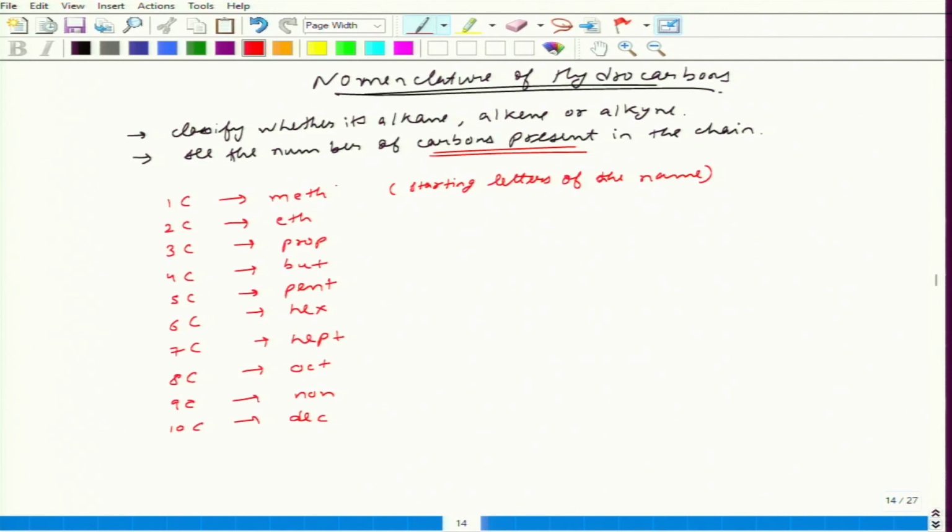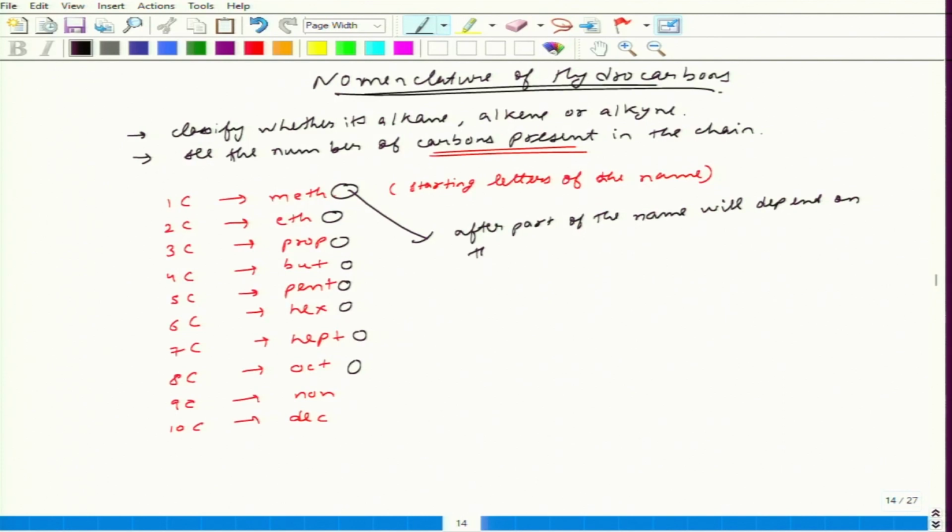Now, what is the remaining part? When it is followed by something, right? Otherwise it's obviously an improper name. So what are we going to discuss now? The after part of the name will depend on the type of hydrocarbon present.